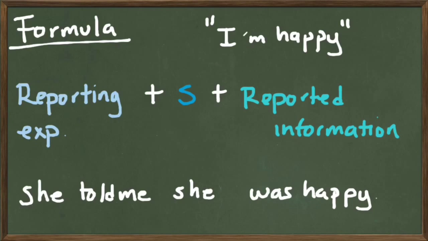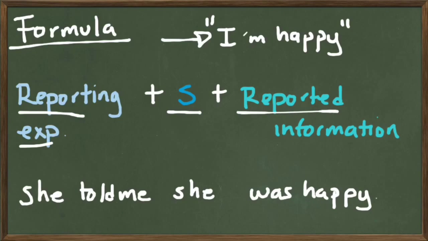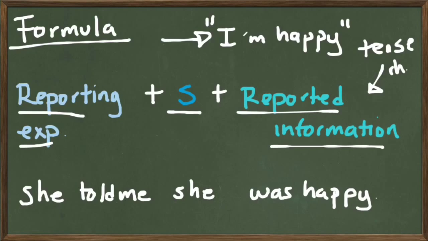Okay, now the formula for reporting a sentence. Now let's say that somebody tells us, "I'm happy," okay? And later on, we make a comment to another person, we report to another person what we heard. Now the formula is very simple. We are going to use the reporting expression, the subject, and the reported information. This one already has the tense change, the one we talked about.